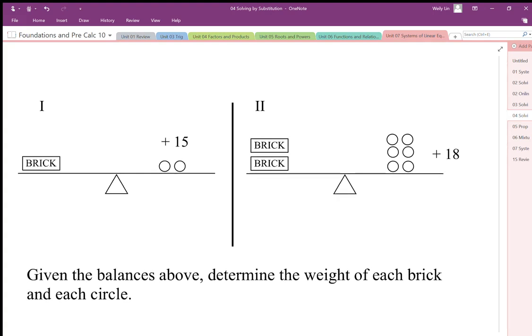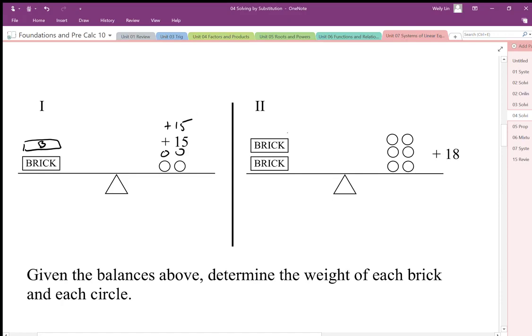For these two balances, we're going to determine the weight of each brick and the weight of each circle. So how can we do this? Well, I'm just going to manipulate these balances. If I double the number of bricks on this side and double the circles and double the ones, that's going to stay balanced.